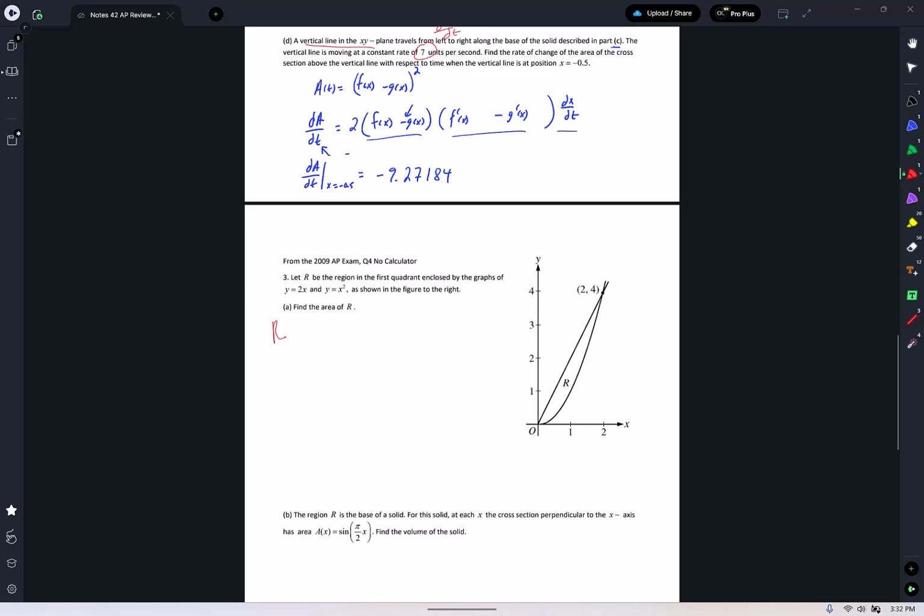Okay. R equals, so we have to integrate it. We're going to integrate it from 0 to 2 because these are the intersection points. And then the upmost function is y equals 2x. This one over here is y equals x squared. So we're going to do 2x minus x squared dx, and we're going to find the antiderivative of that.